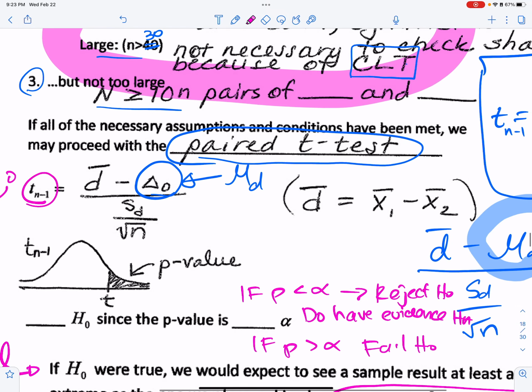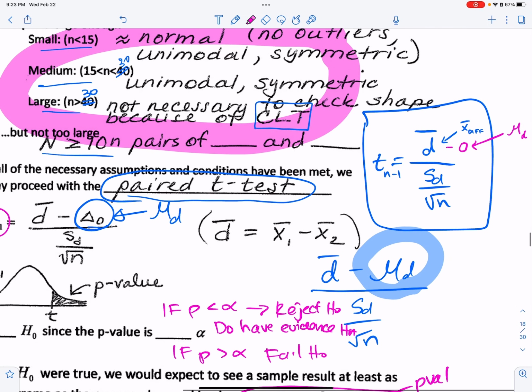It is a paired t-test. And you have to have the degrees of freedom. The degrees of freedom is n minus 1. So don't forget to put the degrees of freedom of n minus 1.